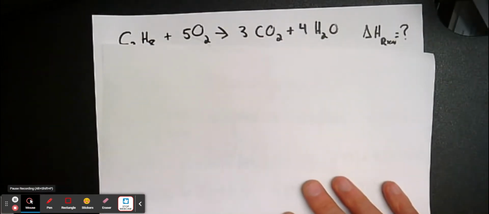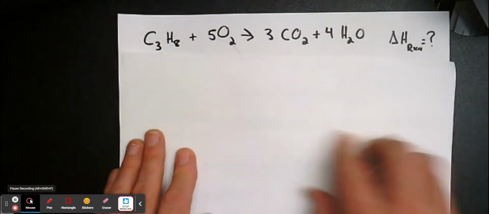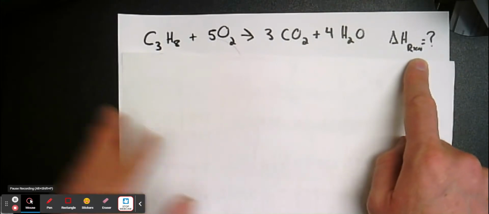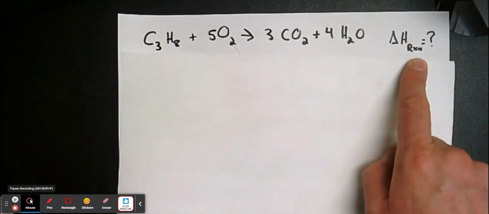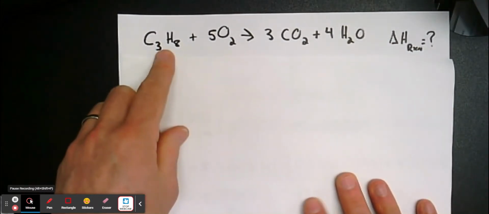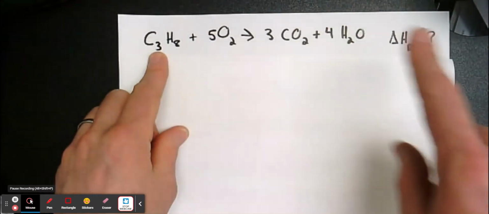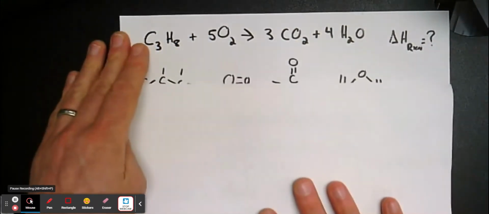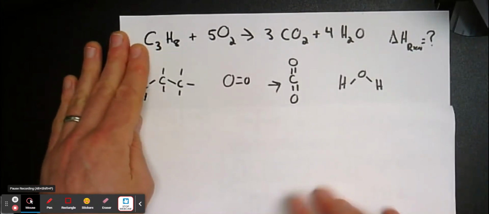All right, so here's our example. We're going to combust some propane, and we want to know the enthalpy of the reaction. All right, here we go. So the first thing I'm going to do is draw a Lewis structure. This is propane, so it's a nice 3-carbon chain. All right, and then that's the rest of them.